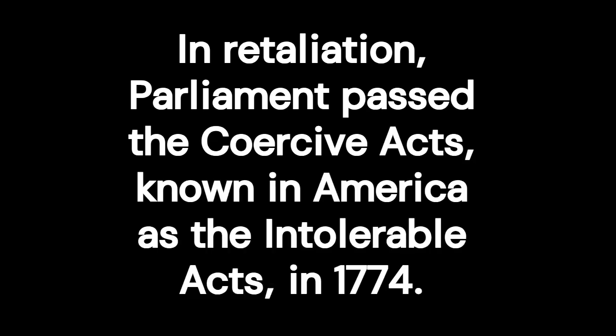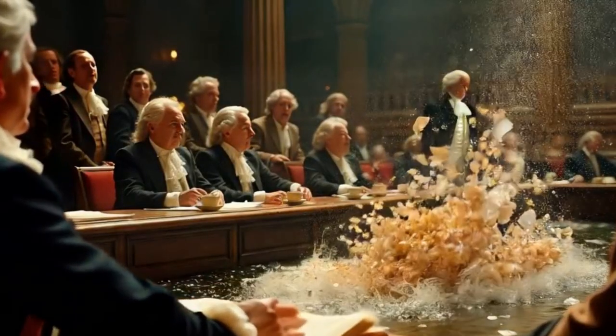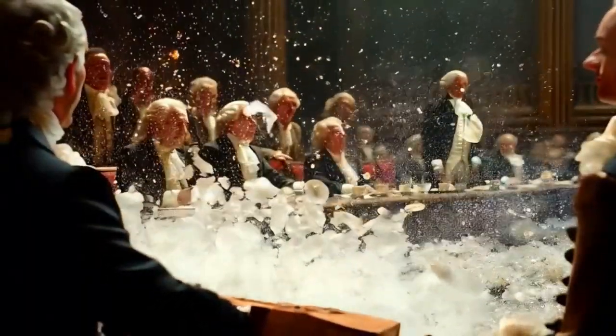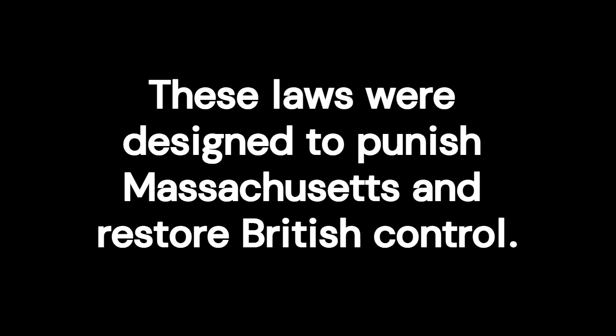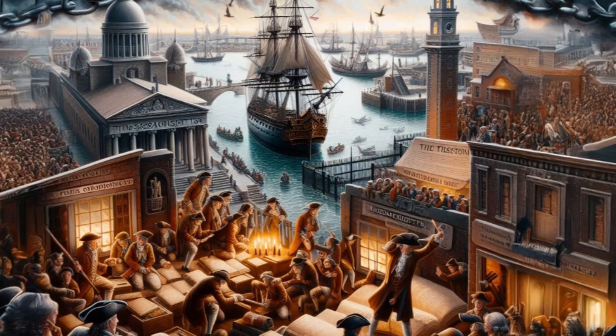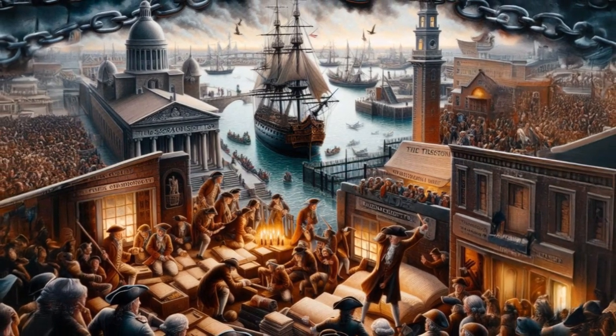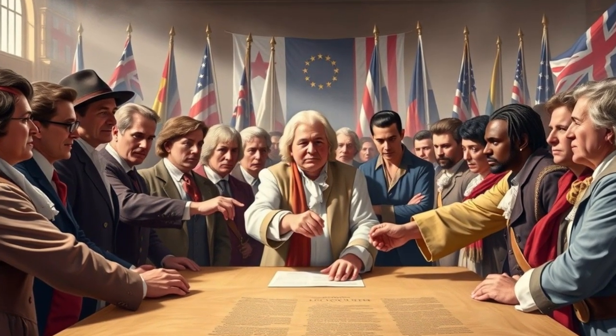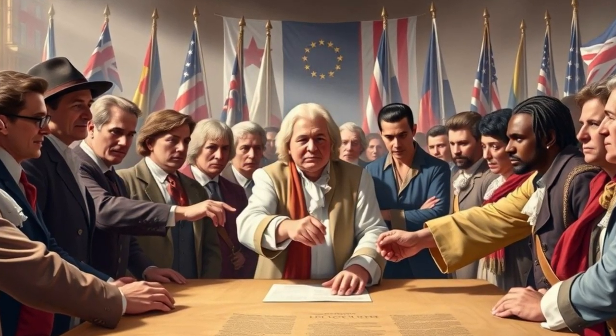In retaliation, Parliament passed the Coercive Acts, known in America as the Intolerable Acts, in 1774. These laws were designed to punish Massachusetts and restore British control. They included the closing of Boston Harbor, the revocation of Massachusetts' charter, and the Quartering Act, which required colonists to house British soldiers. Rather than isolating Massachusetts, these acts united the colonies in their opposition to British rule.